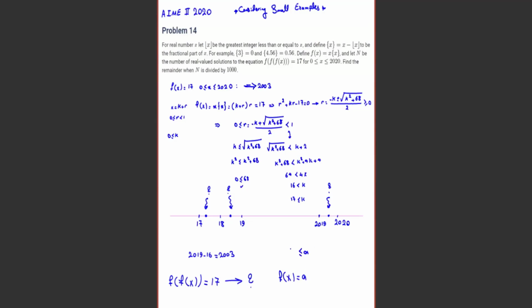And a is at least 17 and strictly greater than 17, right? Because they cannot be integer. And less than what? 2020, right? Okay. So for this a, f of x, if you use exactly the same approach, you can find how many answers we have in terms of a. Okay? Exactly, you should use the same approach. So try.